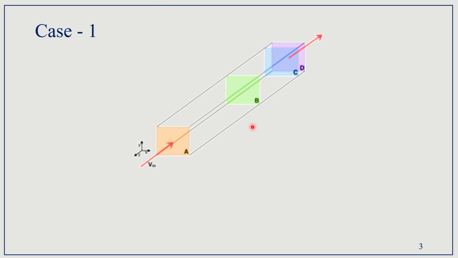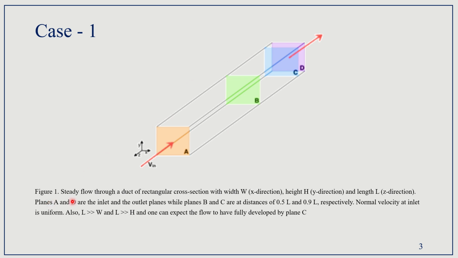Case 1 is about a rectangular duct flow. Figure 1 shows steady flow through a duct of rectangular cross section with width W, height h and length L. Planes A and D are the inlet and outlet planes, while planes B and C are at a distance of 0.5 times L and 0.9 times L respectively. Normal velocity at inlet is uniform. Also, length is very much greater than W and length is very much greater than height. One can expect the flow to be fully developed by plane C.